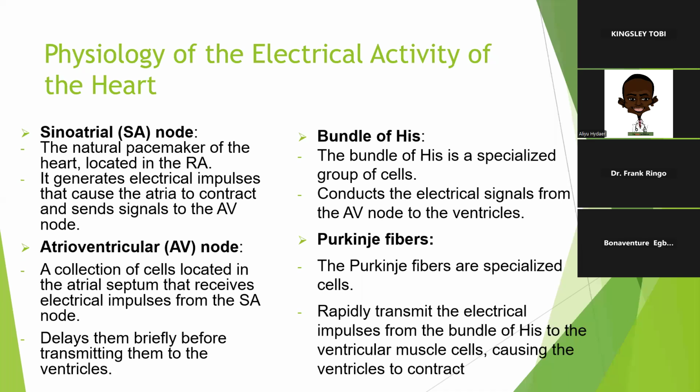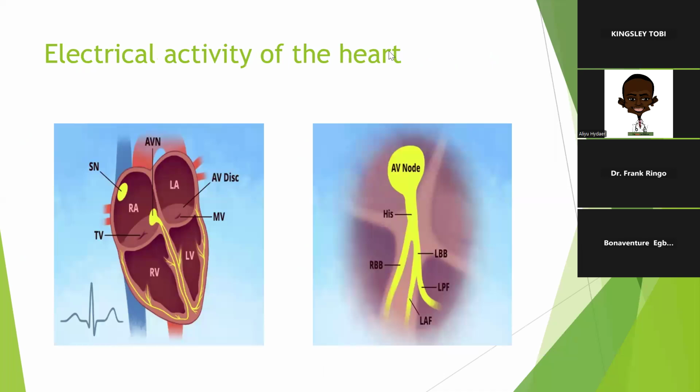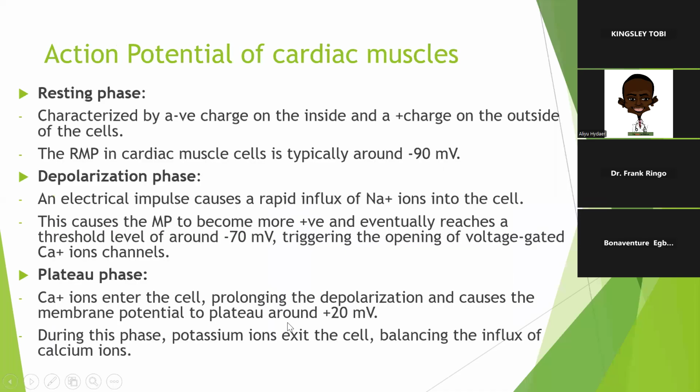The SA node being the pacemaker of the heart, located at the junction of the inferior vena cava and superior vena cava in the right atrium. And we have the AV node, the bundle of His, the Purkinje fibers. So this is a picture of the electrical activity of the heart.